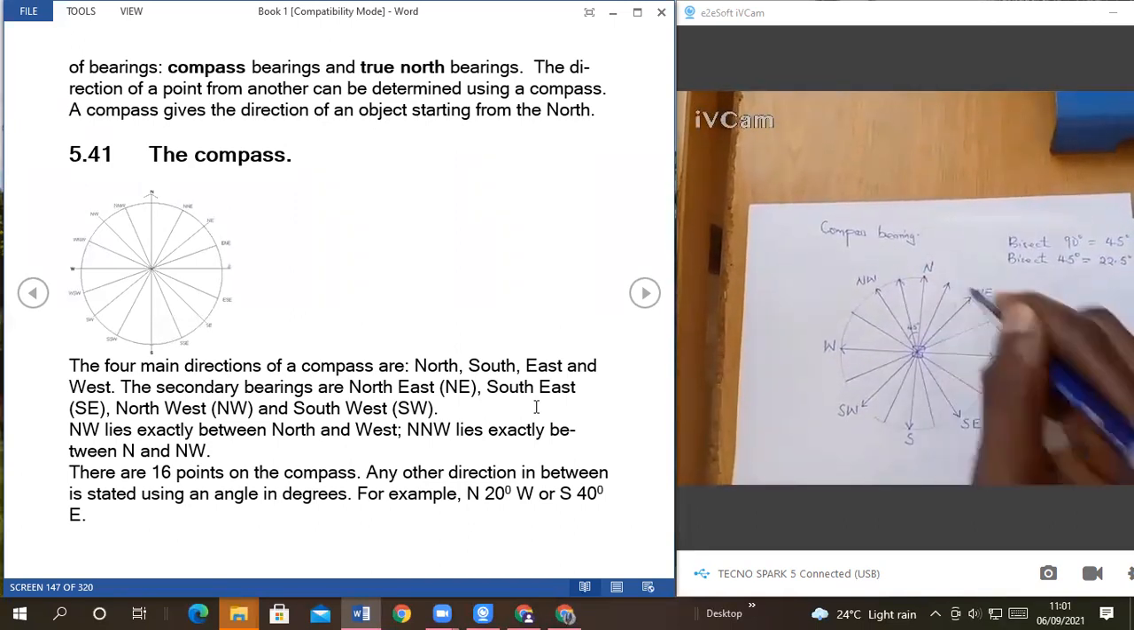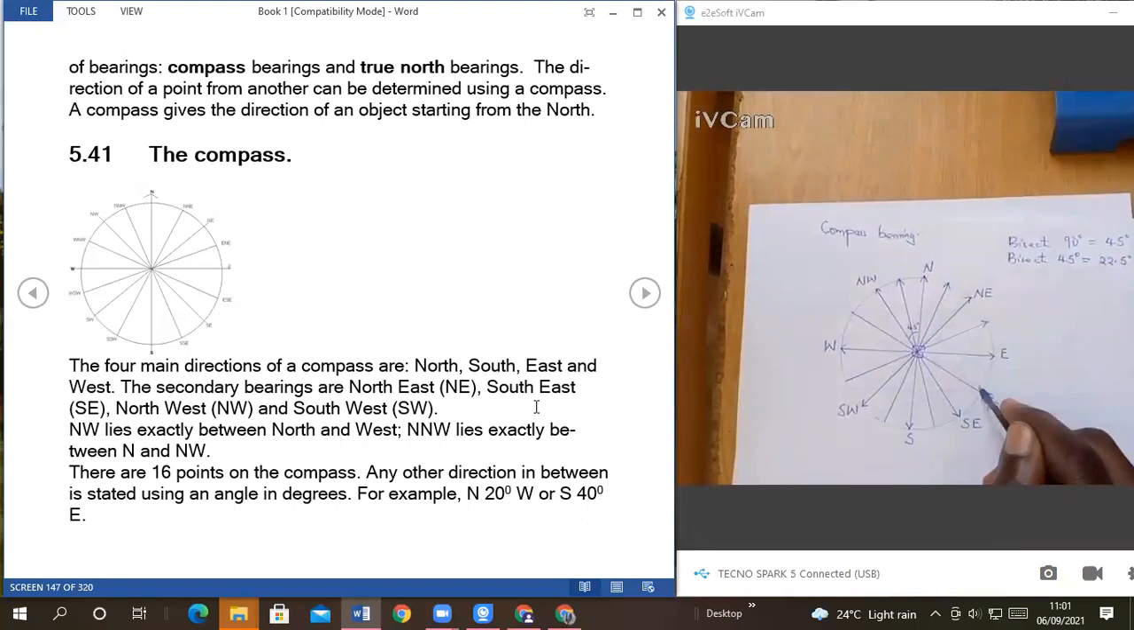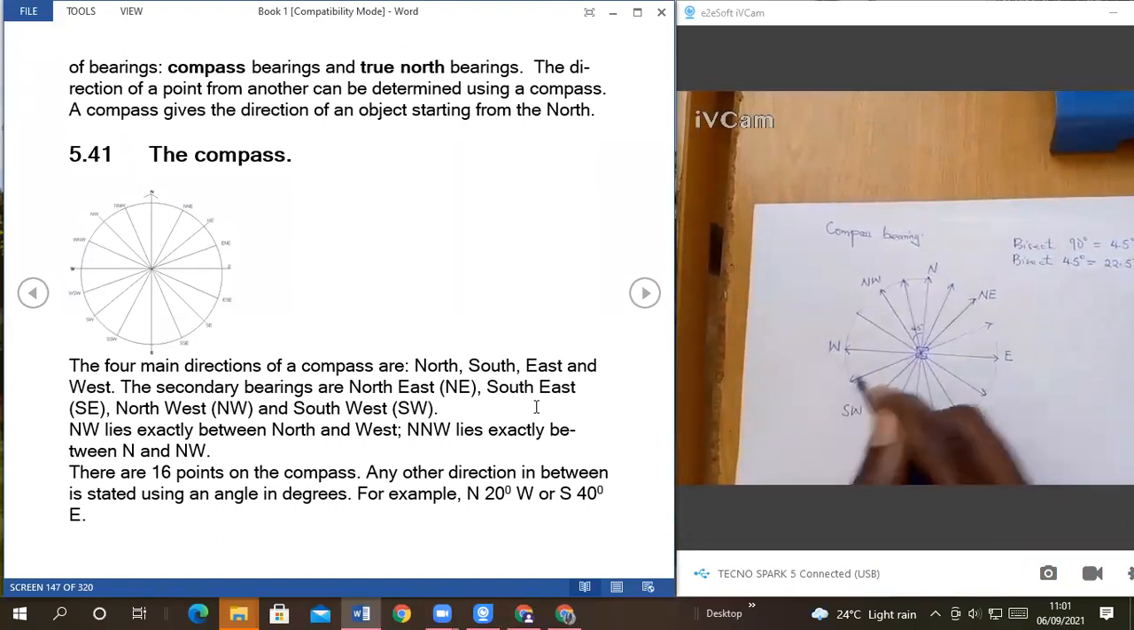That one there, put the arrows there. The arrow is very important, members. Remember, here we are talking about bearing, which helps us to give directions. And what will help us to give the direction is the arrows.